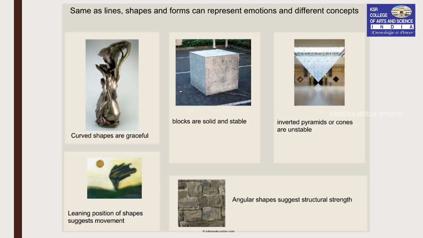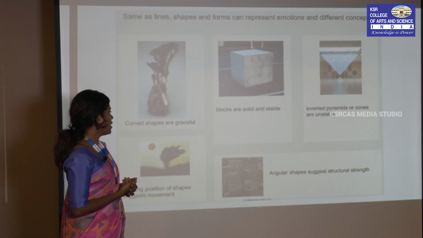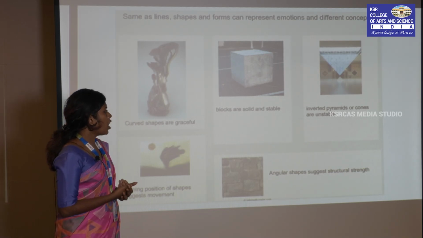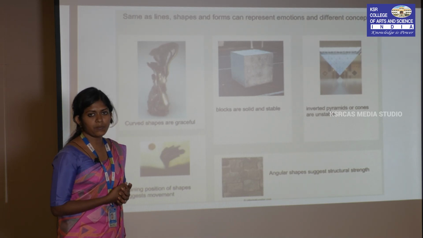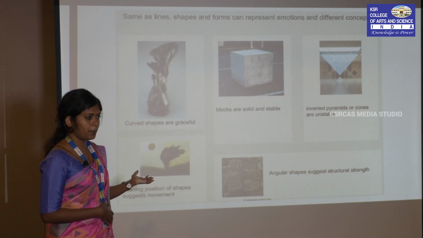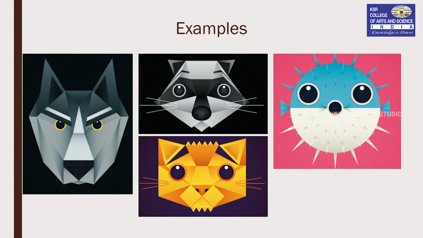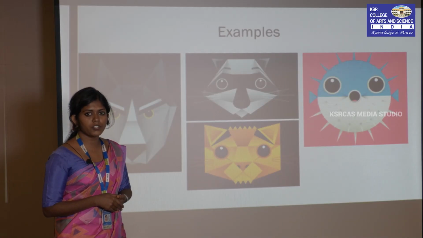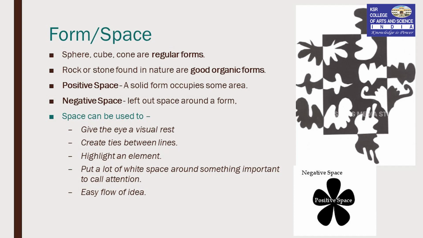Here we can see that different types of shapes are connected with different types of emotions and different concepts. As we see in the first image, curved shapes are graceful in nature, blocks are solid and stable, inverted pyramids and cones are usually unstable in nature. At the same time, leaned positions of shapes suggest movement in the frame. Angular shapes suggest structural strength of the image. So these are a few examples of designs which have been created using various kinds of geometrical shapes and organic shapes. Next we are going to discuss form or shape.